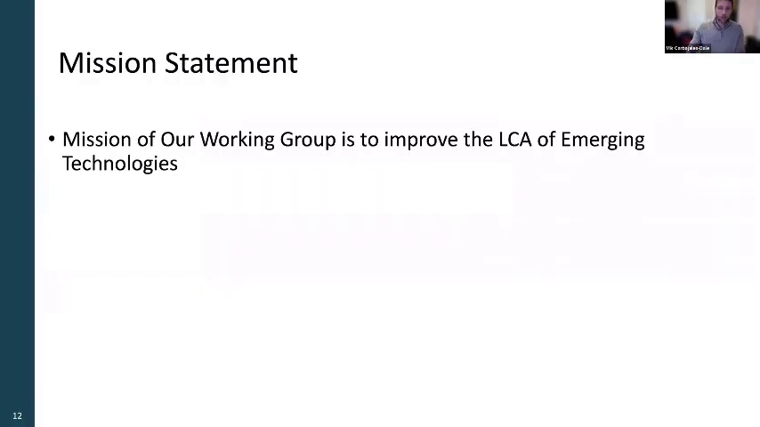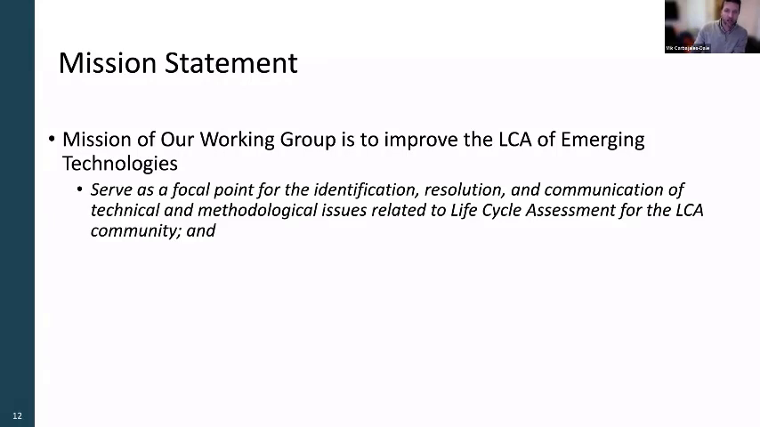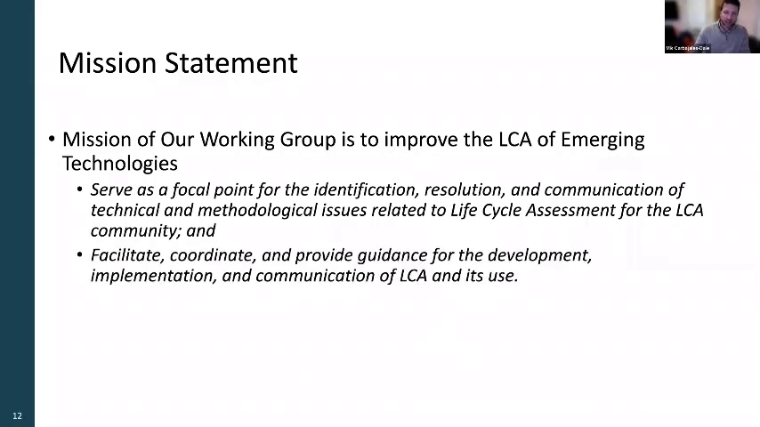Okay, so the mission statement of that group is to improve the LCA of emerging technologies, so serve as a focal point for the identification, resolution, and communication of technical and methodological issues related to LCA of emerging technologies, and then facilitate, coordinate, and provide guidance for the development, implementation, and communication of LCA and its use.